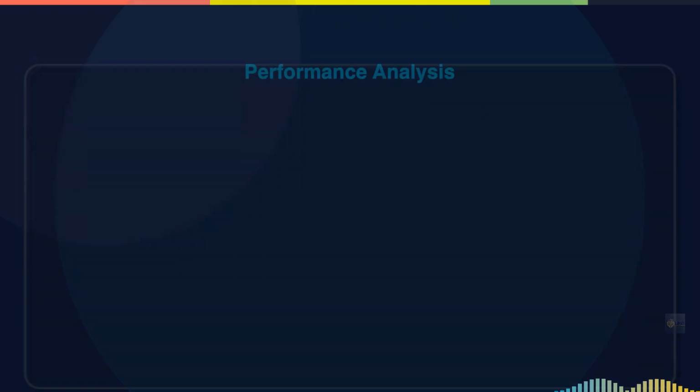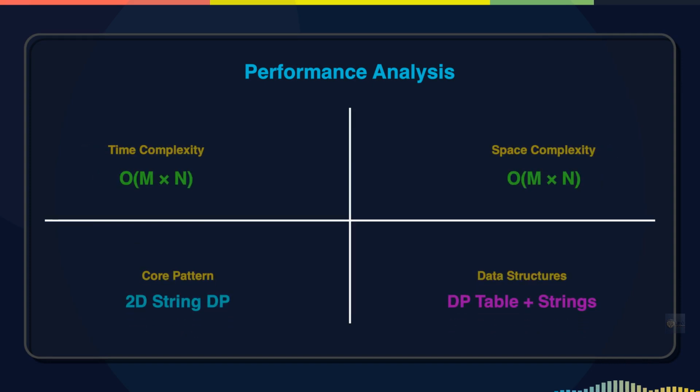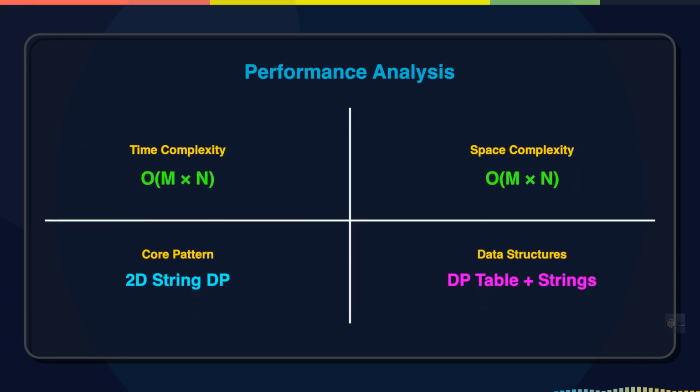Complexity audit restated crisply. Every cell is computed once, giving time O of m times n, where m and n are string lengths. The table stores m plus 1 by n plus 1 integers, giving space O of m times n. The 3-way minimum recurrence is the core string alignment pattern interviewers expect. And that is edit distance, mastered for your next on-site.